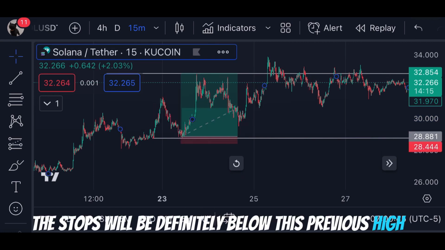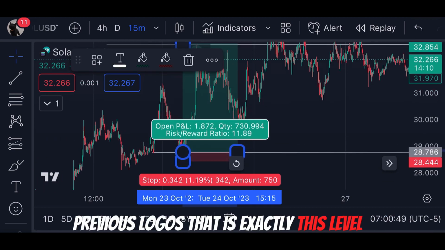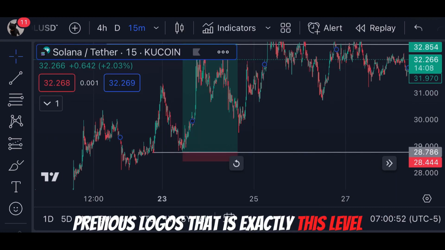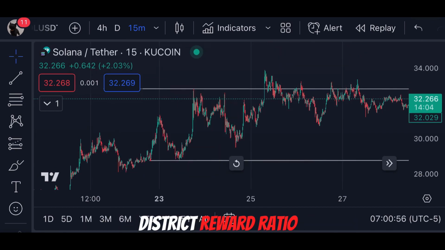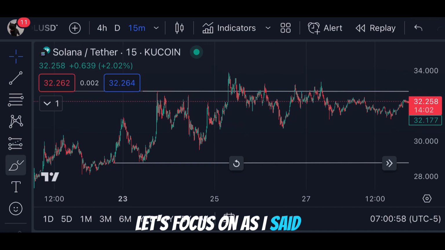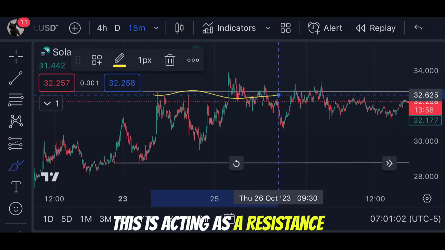Definitely the stops will be below this previous high, the previous week, previous low, guys. That is exactly this level. So do you guys see this, that it is a risk to reward ratio of 1:1 risk to reward. Let's focus on, as I said, this is the resistance, as it's a Monday high, guys. This is acting as a resistance.